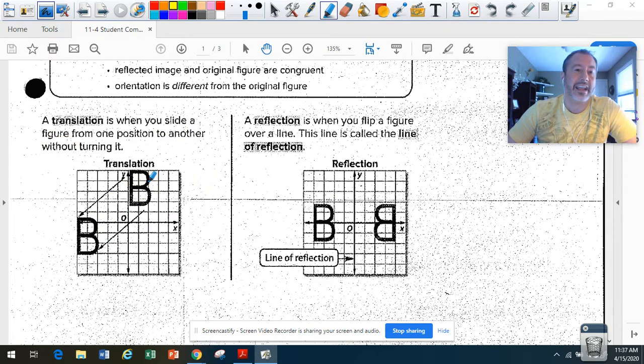As you notice, it's exactly the same size. It's exactly the same shape. It's exactly the same orientation. Nothing has changed, but really its location.